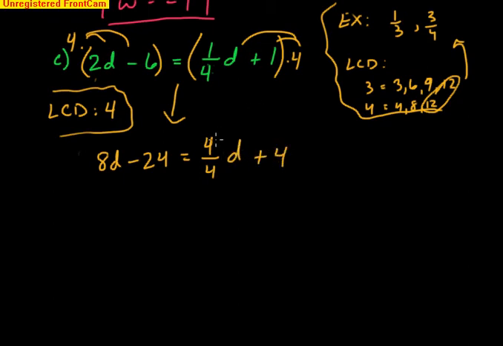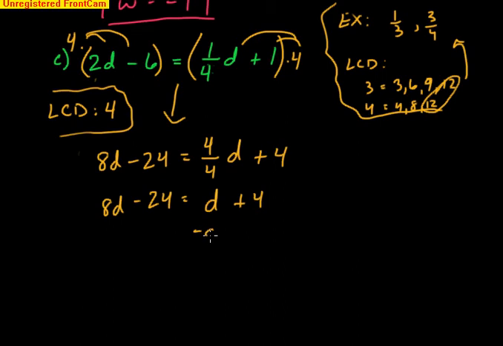And I say, Mr. Chappell, the fraction didn't disappear. Well, it's magic. 4 over 4 is 1. And we don't need to write the 1, because there's a d there. You can write the 1 if you want to, but you don't need to. And now our problem is fractionless and life is good.